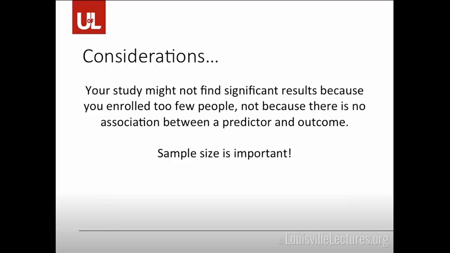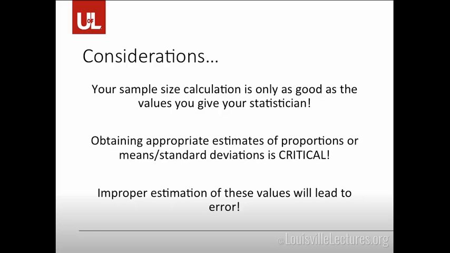The sample size is important because your study might not find a significant result because you enrolled too few people, and not because there's no association. So that is one thing to consider. You could also overpower your study and do the opposite, where you find an association where there is none, which is also a possibility. But that is much less likely to happen than to have too few people.